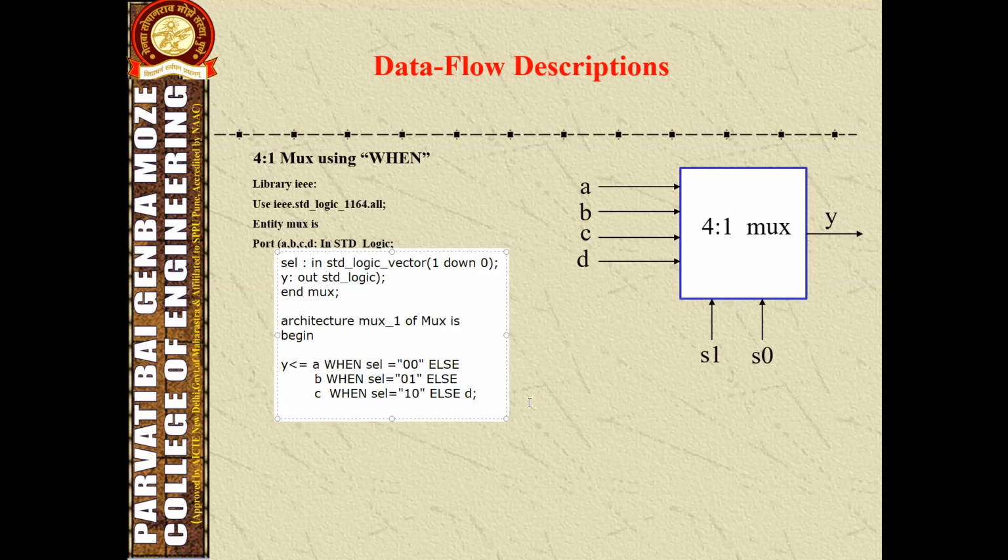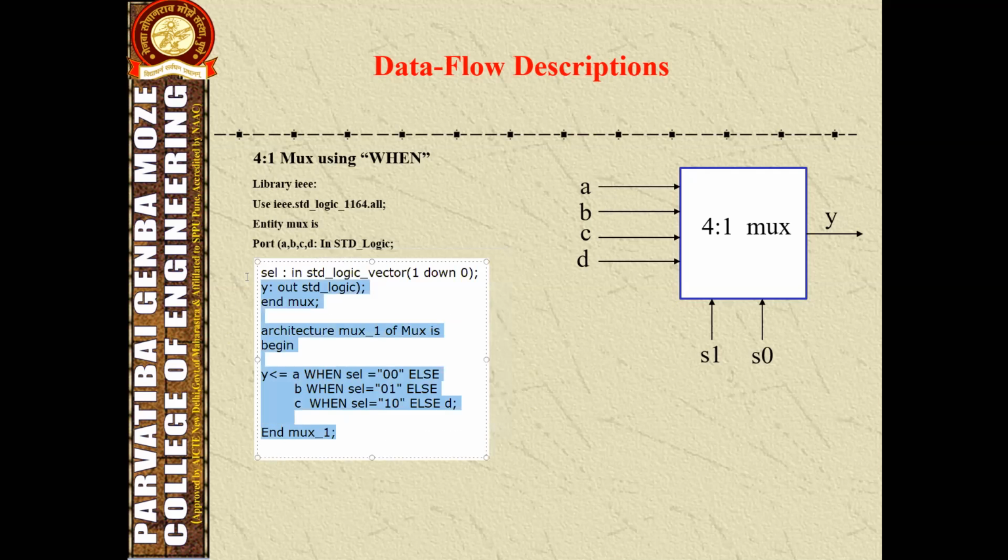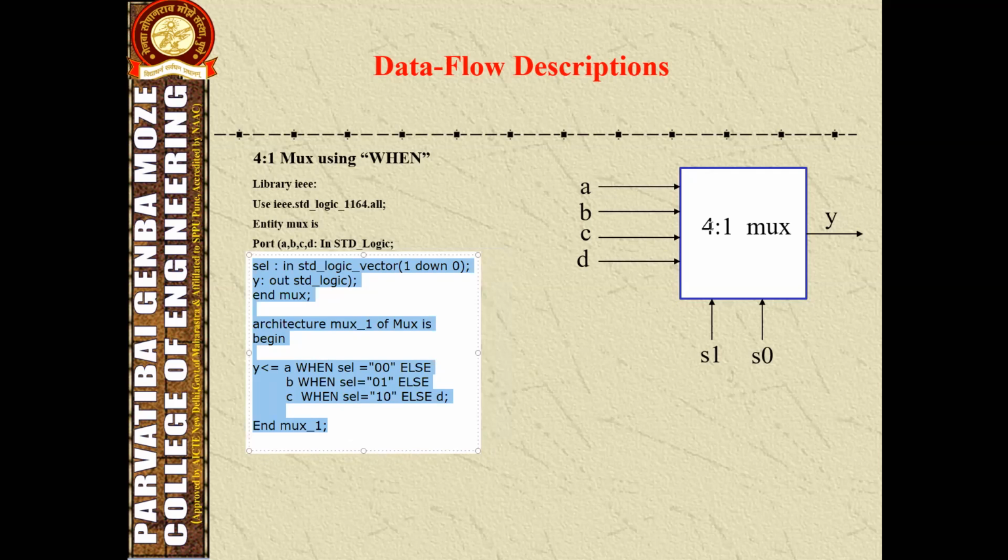So this is the simple assignment using when, and we have to end the architecture by using end and mux underscore. What is the name of the architecture we have given? Mux. So this is the simple VHDL program for the 4:1 mux operation.